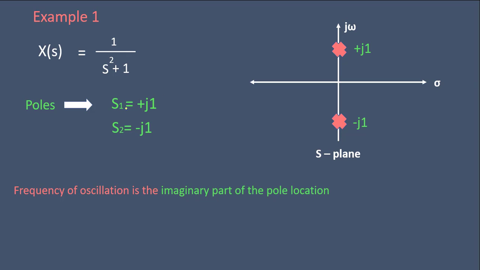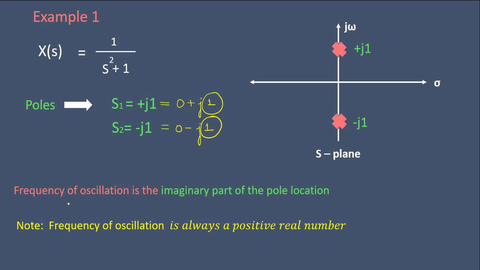Now we have the pole s1 = +j1. You can also write it as real part 0, 0 + j1, and you can write the other as 0 - j1. So the real part is 0, and we know the frequency of oscillation is the imaginary part of the pole location. The term which has j is your imaginary part. So the imaginary part is 1, and the frequency of oscillation is 1. Again, like the time constant tau, the frequency of oscillation is always a positive real number.